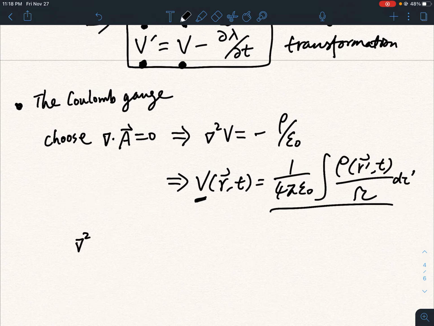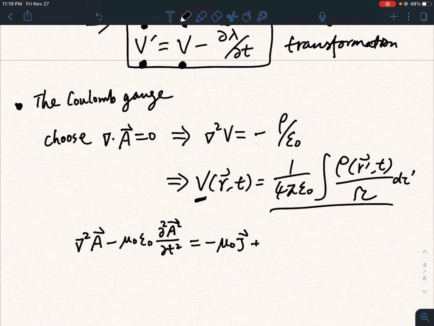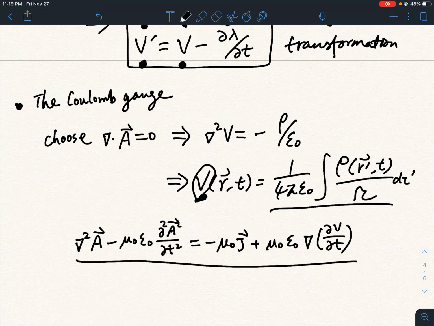Okay, as I mentioned before, if you put the A equation, it will look like this: partial A... so it becomes mu 0 J plus mu 0 epsilon 0 del partial V over partial t. Okay, so you see that you can relatively easily find V. However, it's still a very complicated function to really figure out the vector potential A.